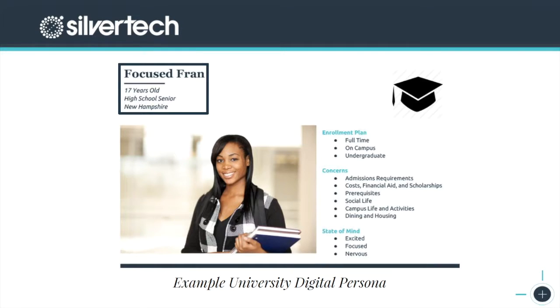Here we have a sample persona that we've used for a university, a digital persona for Focused Fran. You can see at the top left-hand corner, she's 17 years old, high school senior, and she's from New Hampshire. So we have her demographic information there. Some other things that we include on this first part of the persona is the enrollment plan, her concerns, and the state of mind. Sam, can you speak to how the state of mind is used and what we're looking for there?